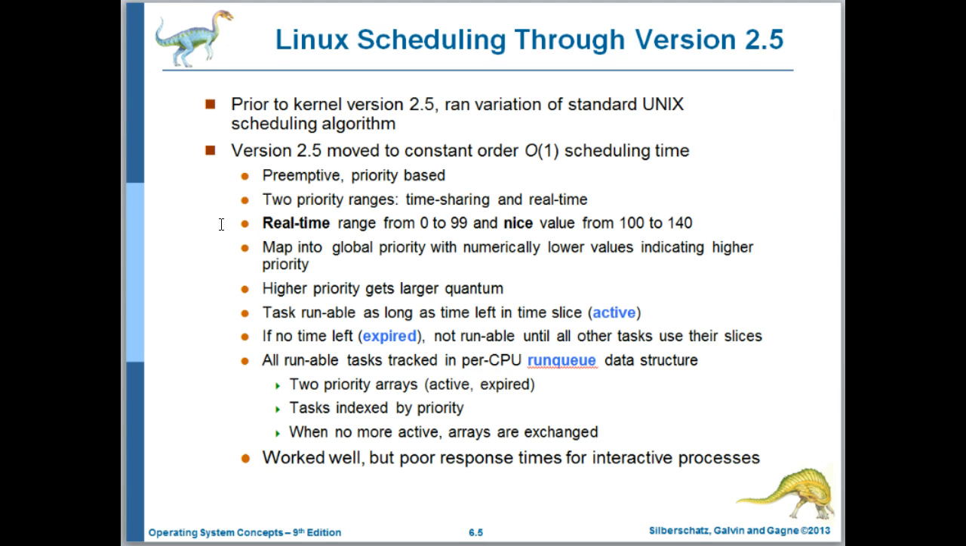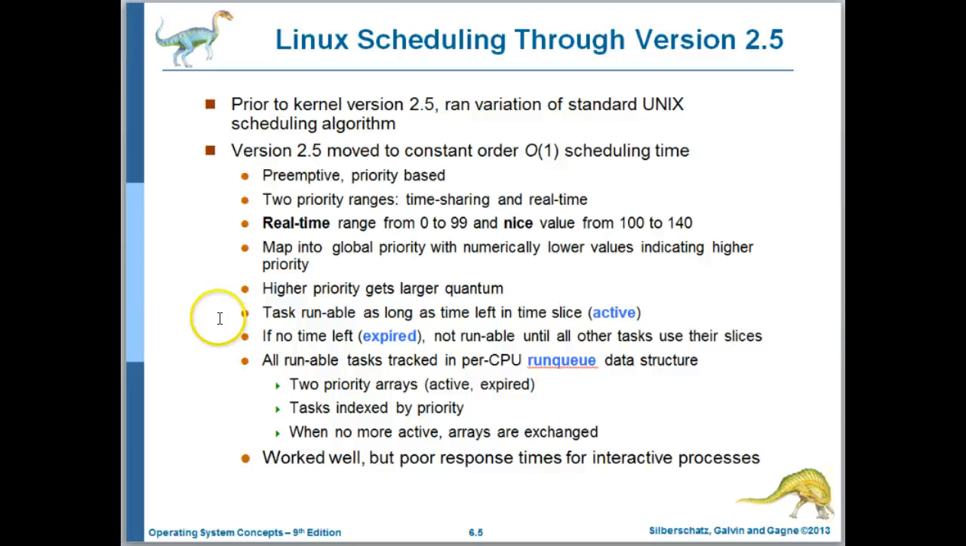The priorities are such that a low priority number means a higher priority. So priority 0 is the highest priority. Priority 140 is the lowest priority. As you can see here, a higher priority number gets a larger execution quantum. So, let's think in terms of each task has its own quantum.